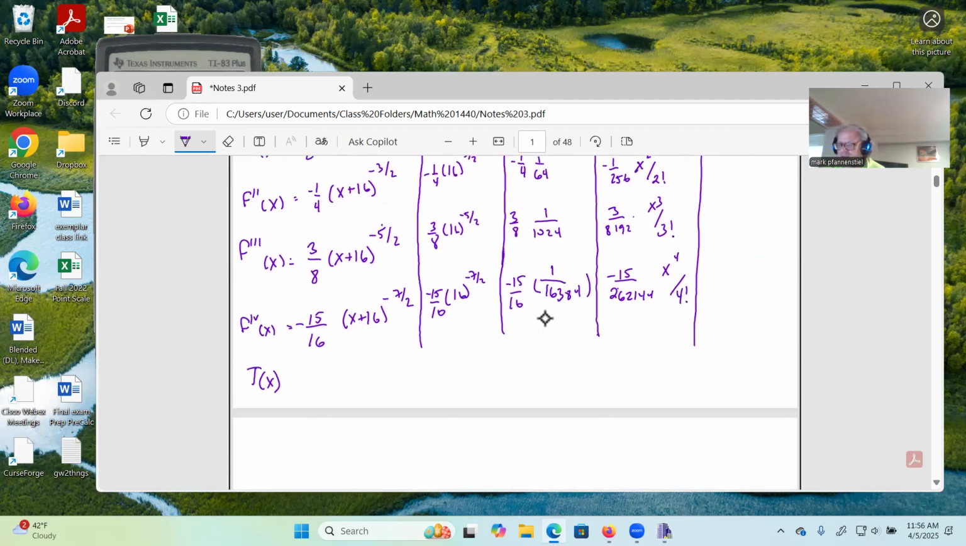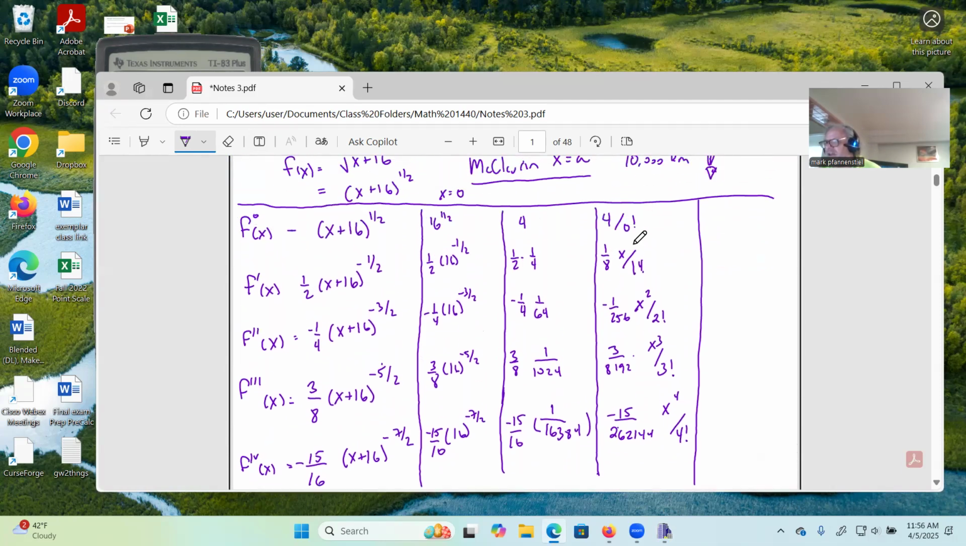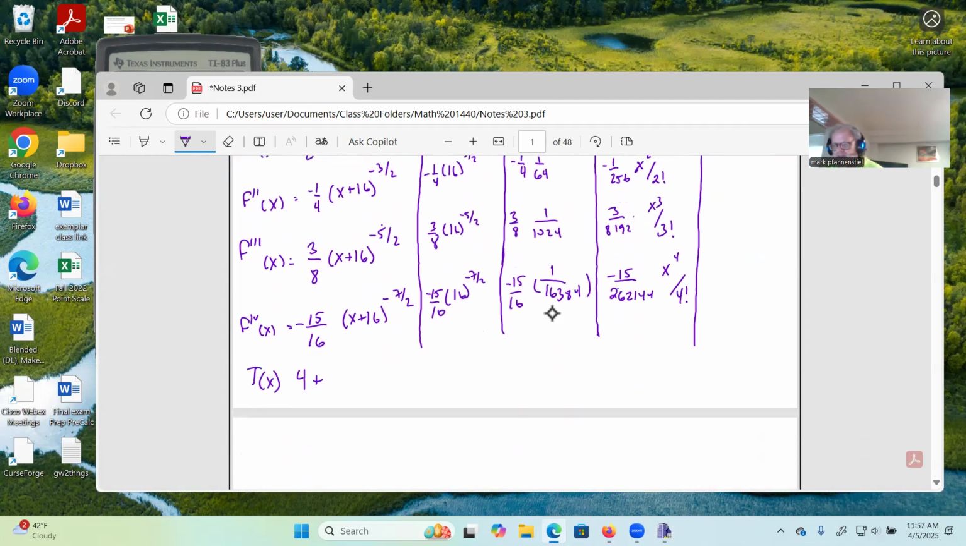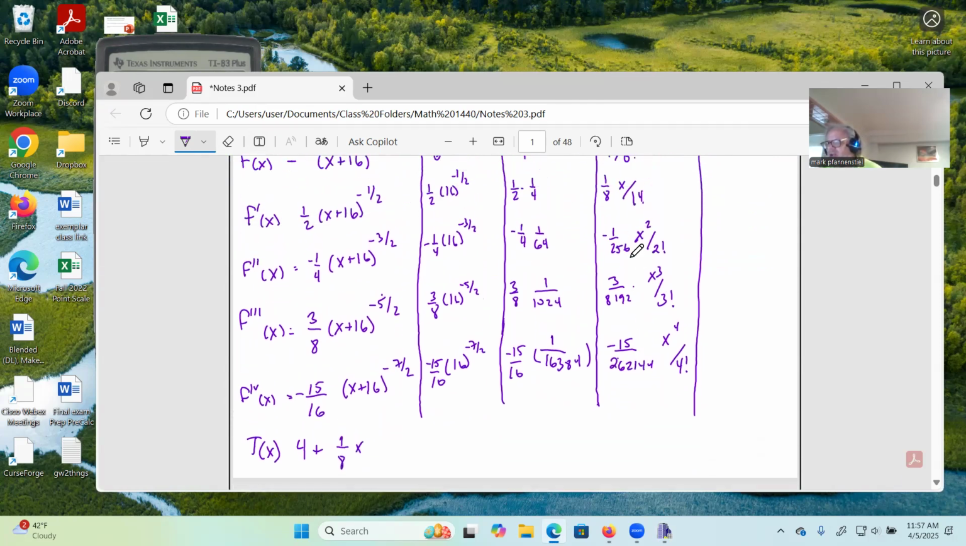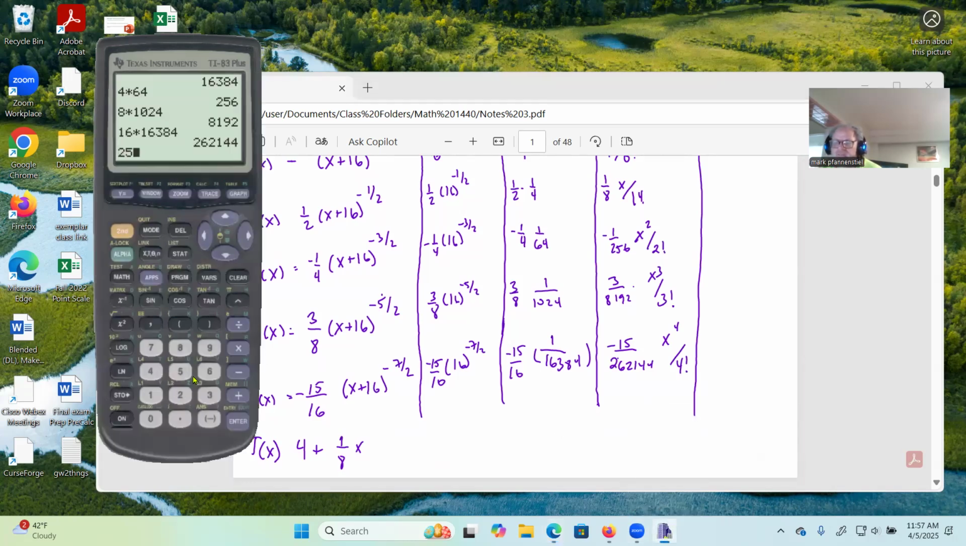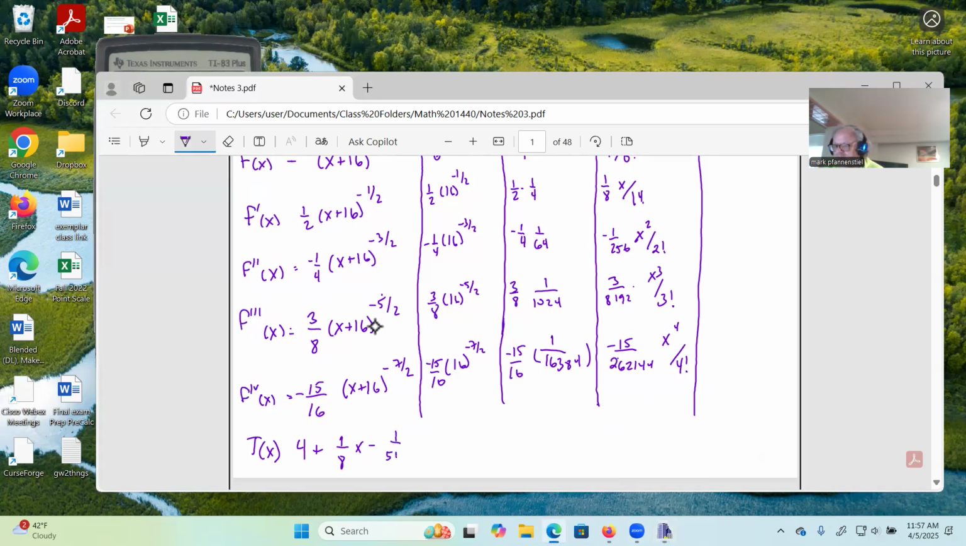So I've got 4 plus, and then what's our next value? It's 1/8 x. So we have 1 over 8 x over the 1 factorial. And now, what's 256 times 2? So we have 256 times 2, 2 factorial, 2 times 1. And that was 512. So we're going to say minus 1 over 512 x squared.